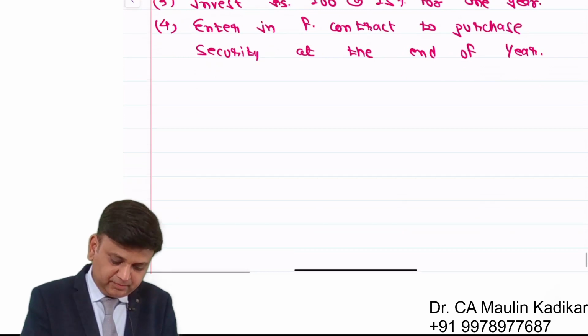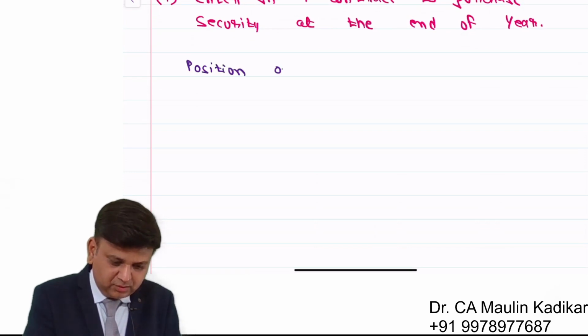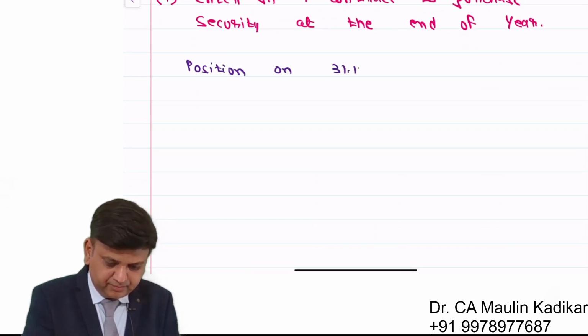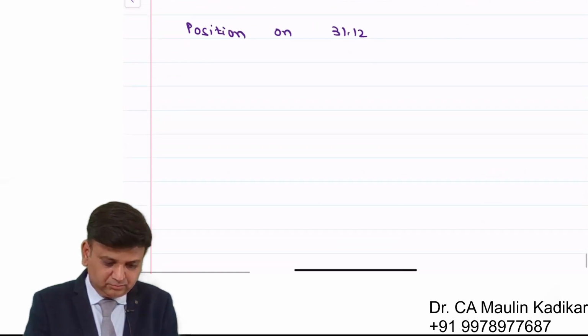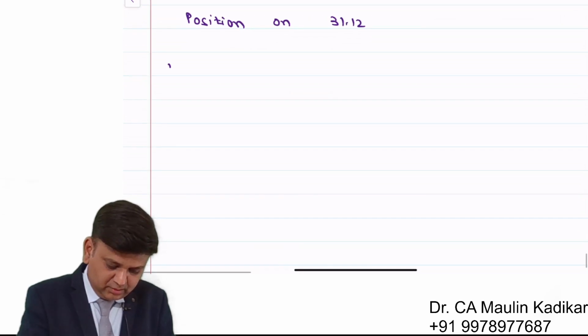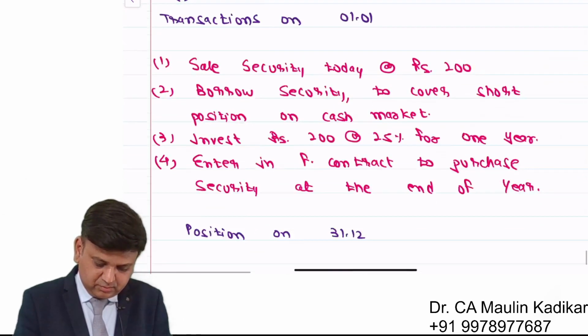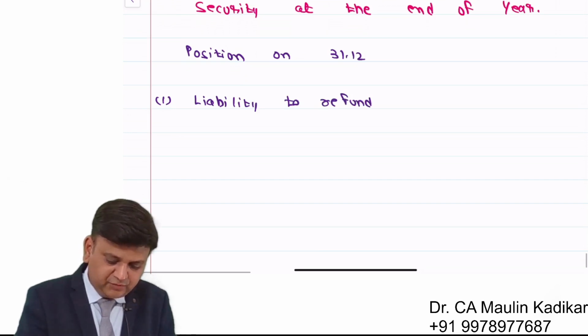Heading, write down: position on 31st of December. First, liability to refund stock.